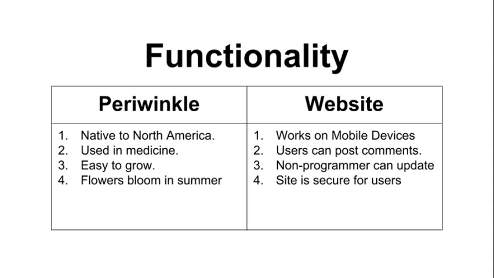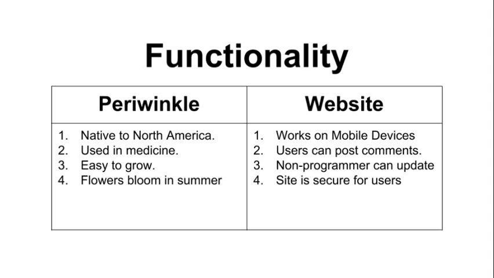Building on the side-by-side comparison of the periwinkle flower and a website, we are going to further define functionality. They both have specific values that define how they perform within a specific set of parameters. The periwinkle flower is native to North America and is able to survive through the greater portion of the United States. In comparison, a website can be developed to function on mobile devices. The periwinkle flower has medicinal values that improve the pharmaceutical industry. In comparison, a website can have a value of increased user satisfaction by allowing the user to post comments.